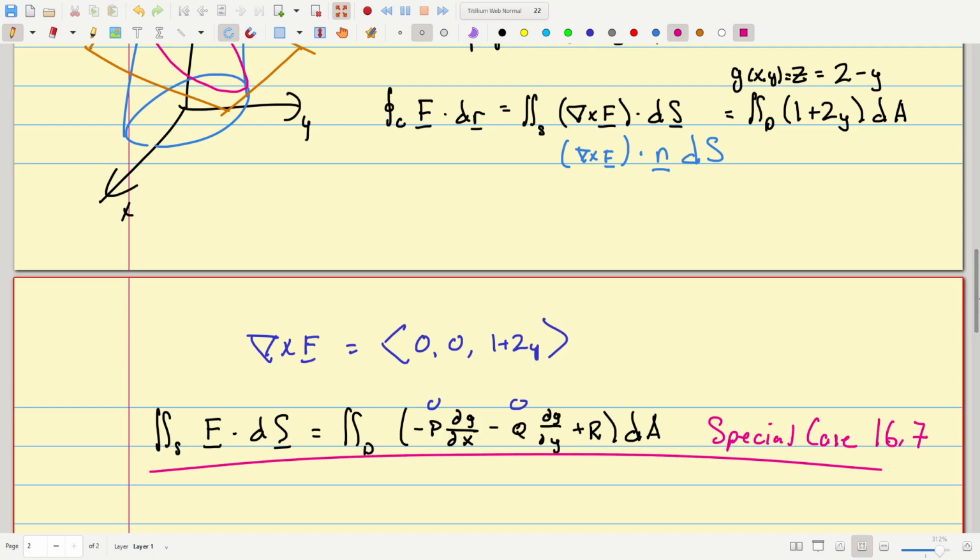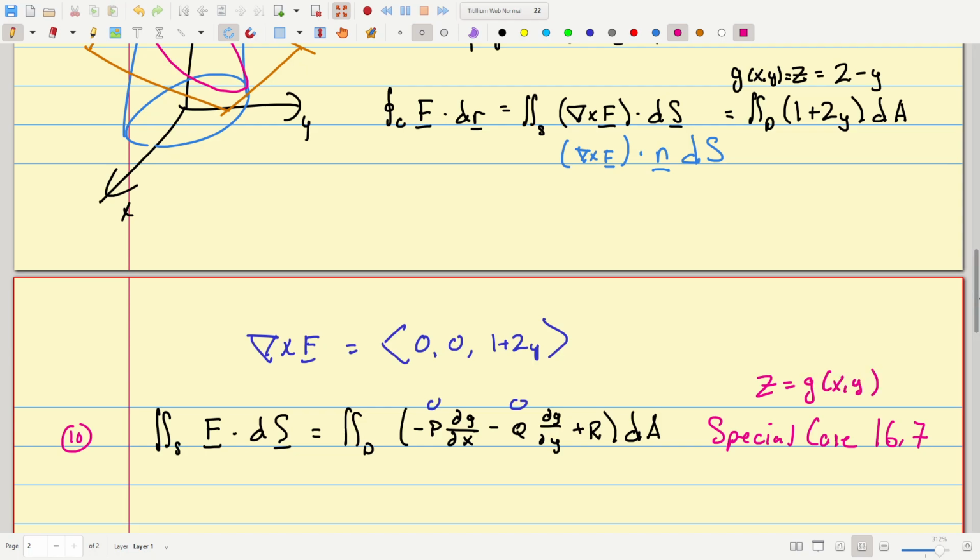Okay, this is a special case formula from 16.7. It's formula 10. It's for when your surface is a graph. If the surface can be parameterized in terms of x and y, then we have access to this formula.